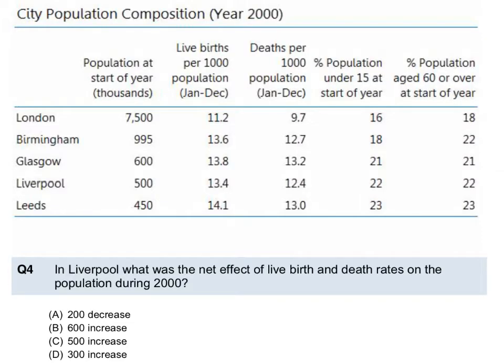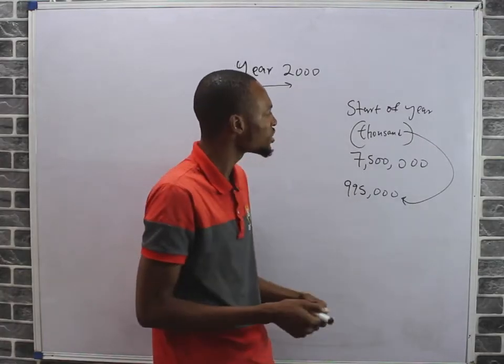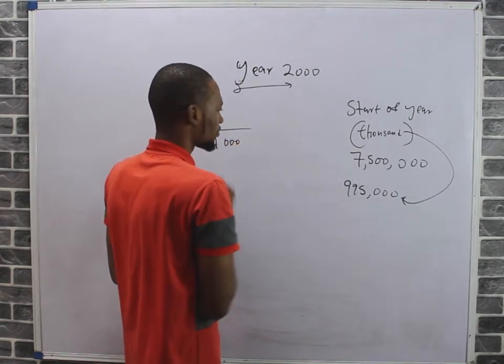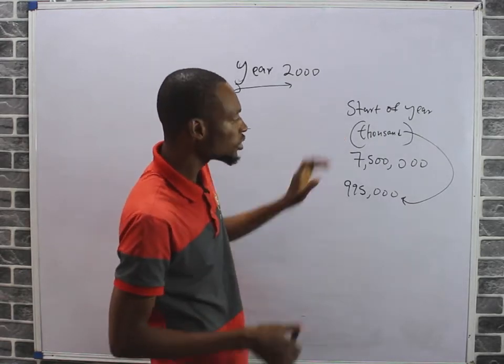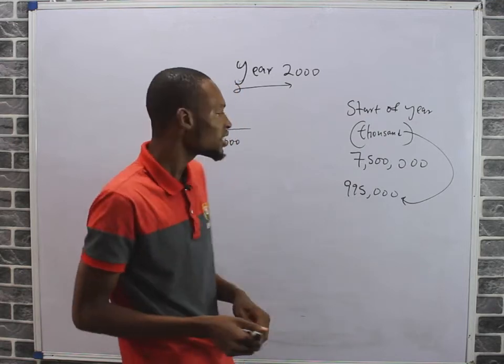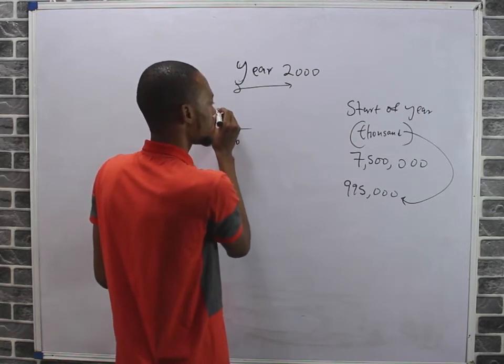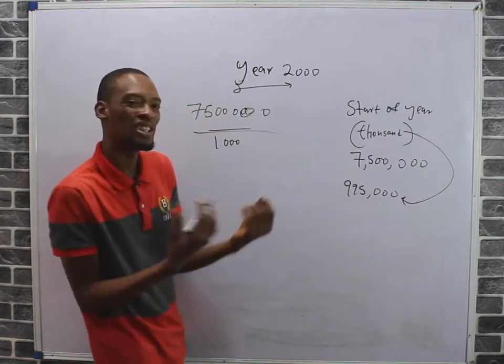You also see deaths per 1,000 population. They are all from January to December. Births per 1,000 and deaths per 1,000. Look at what it means by per 1,000. Per 1,000 simply means divided by 1,000. So if you are talking about births for London, for example, per 1,000, it simply means over 1,000, 7,500,000. That is what it means by per 1,000.